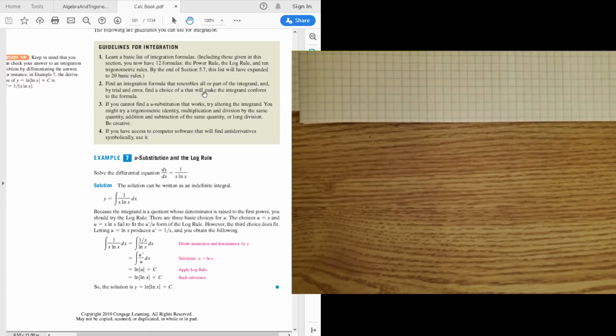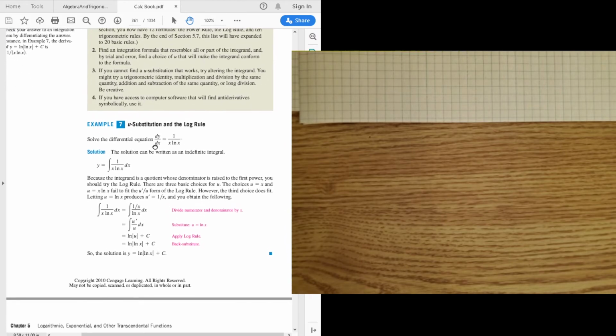Number 2, find a formula that represents all or part, and you can often use trial and error to do this. This way you can make your u so that it conforms to the formula. If you can't find a formula or a u that works, try altering the integrand. Notice how we haven't ordered this. First try your basics, then see if you can find a u. If not, then see if you can rewrite it. There's also some trig identities we're going to talk about, and division identities. And then finally, if you have a process or software, like the TI-84s perhaps, that can do it for you, or Desmos or Wolfram can also do it, then use that software to help find it the other way.